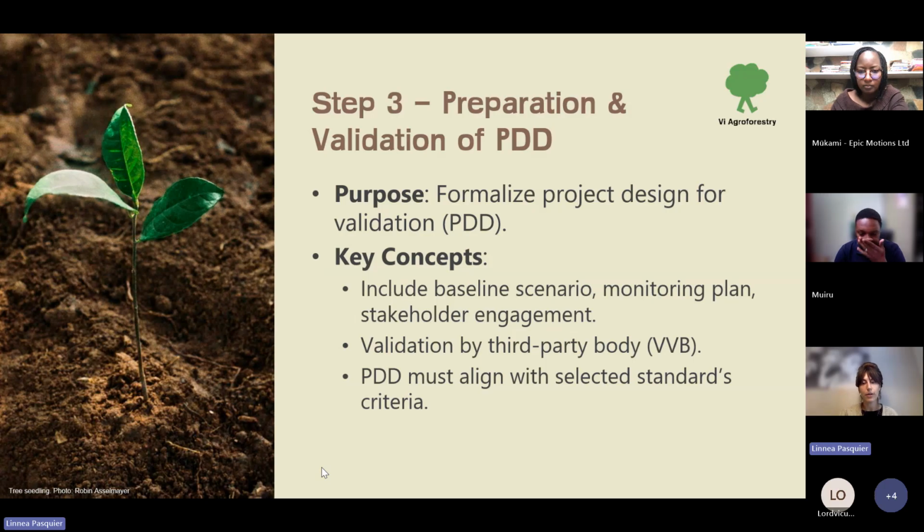Validation by a third-party body. Someone has to do the third-party verification, but we will get to that later. And the PDD must also align with the selected standard's criteria. The standard also has a bunch of criteria that you then have to align with. So it's not easy to be a project developer in this space. You have to account for a lot of stuff.